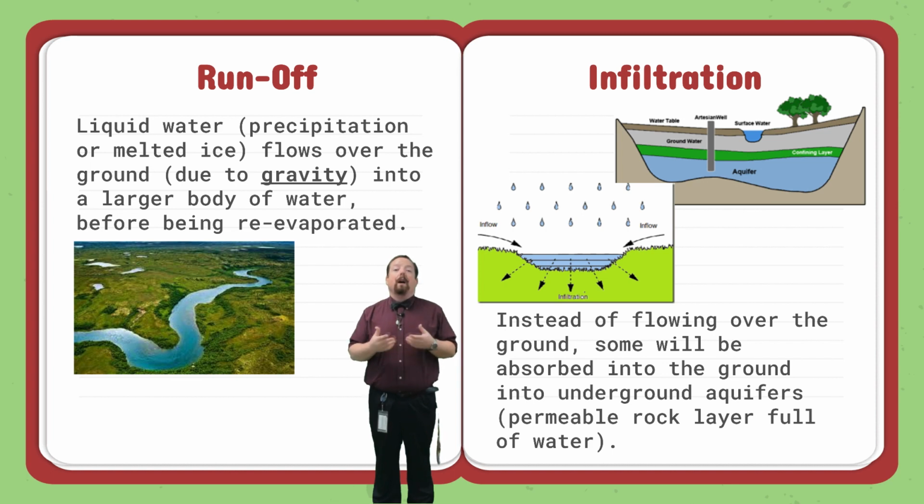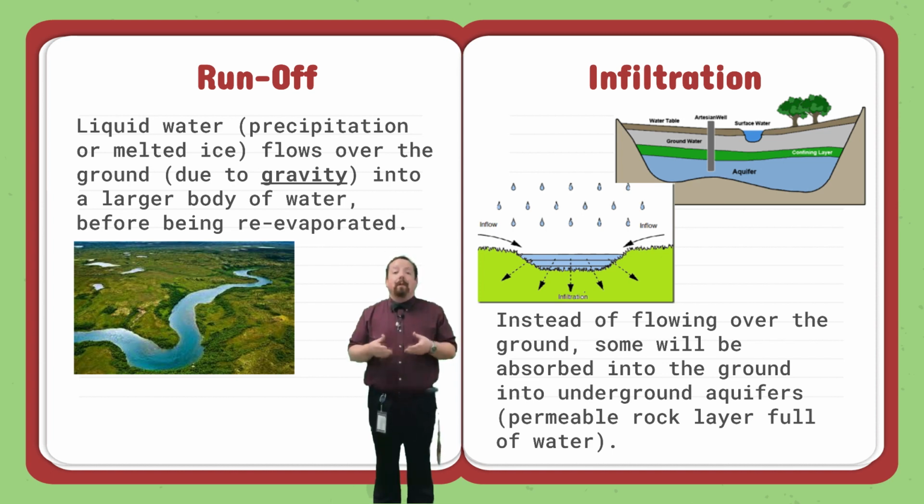We call it runoff. Either that precipitation or liquid water from melting ice caps or glaciers will flow over the Earth's surface. Gravity pulls it down into a larger body of water, like a lake or an ocean. It then stays in that body of water until it re-evaporates and starts the cycle all over again.